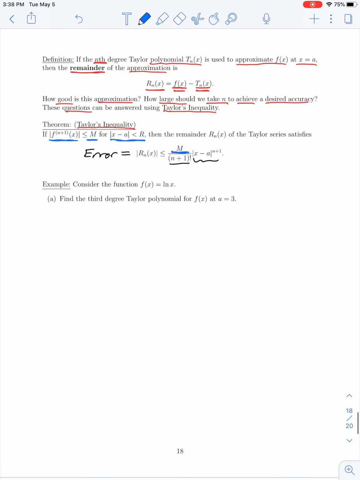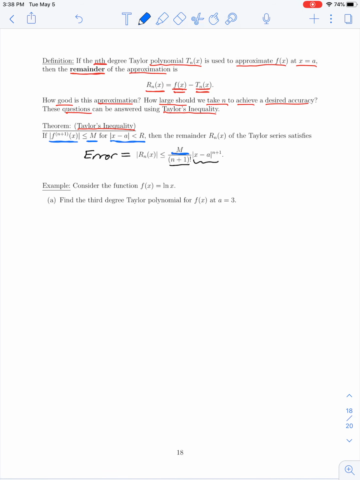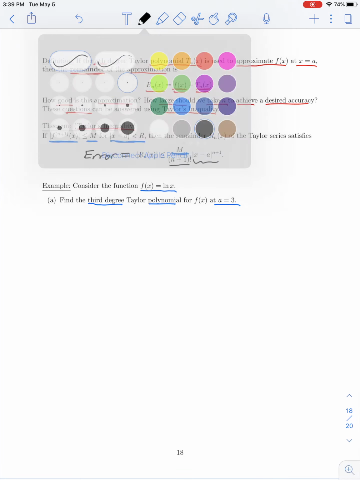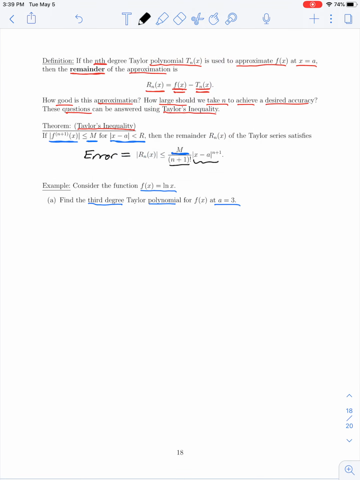So let's look at another example working with Taylor polynomials where we'll make use of Taylor's inequality. Let's suppose that we have the function natural log of x, and we want to approximate this function using a third degree polynomial. So we're told here to find the third degree Taylor polynomial for log x at a = 3. As with our last example, since we want a third degree Taylor polynomial, we're going to find up through the first 3 derivatives of our function.